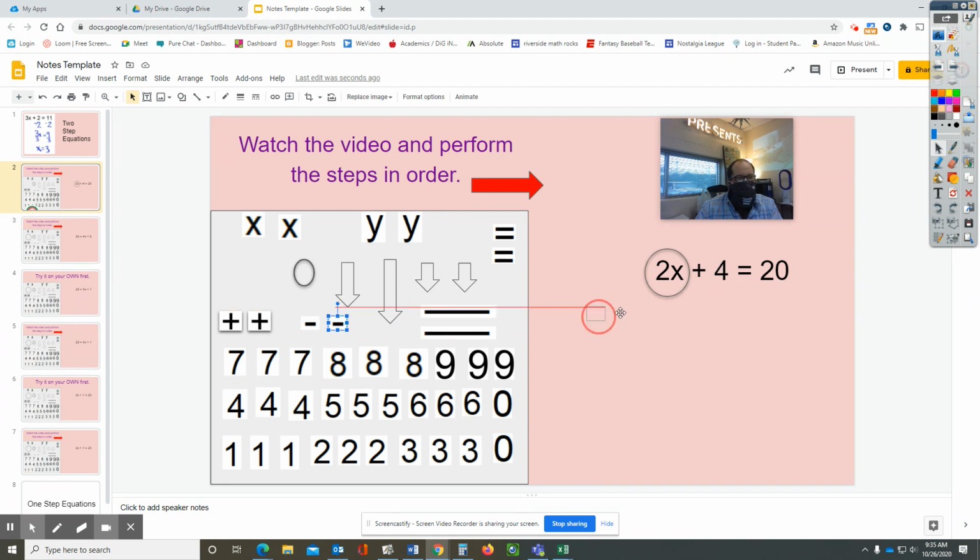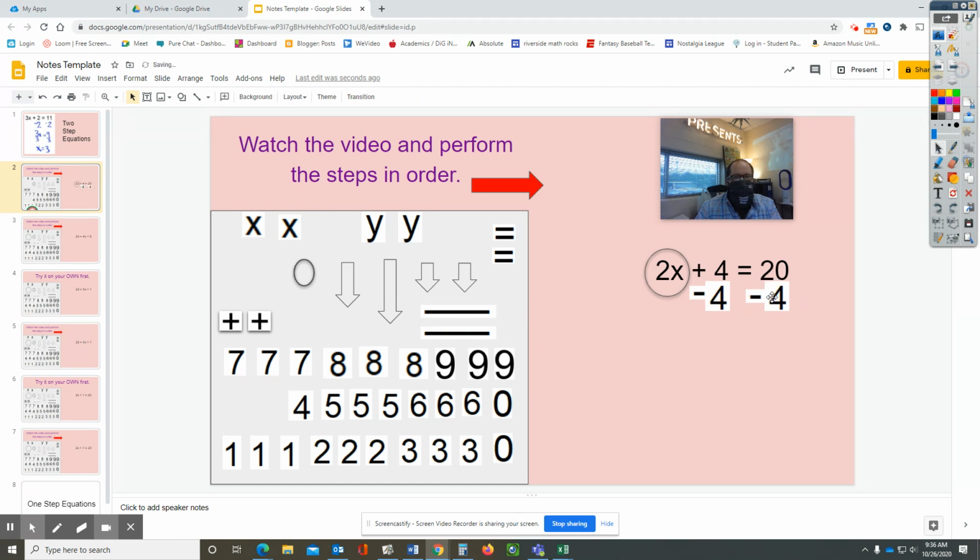So I'm going to drag over minus 4 here. And that cancels out the plus 4. So they're gone, they're done, we don't have to worry about them. Now remember, in order to balance the equation, if we subtract 4 on the left side, we have to subtract 4 on the right side. So I'm also going to drag over a minus 4 to the right side of my equation.